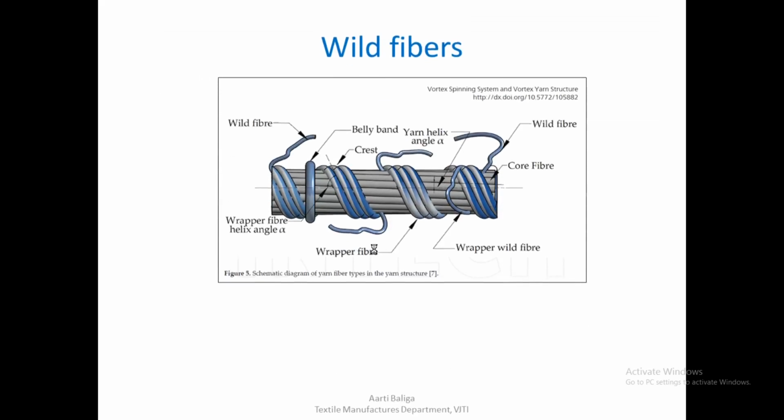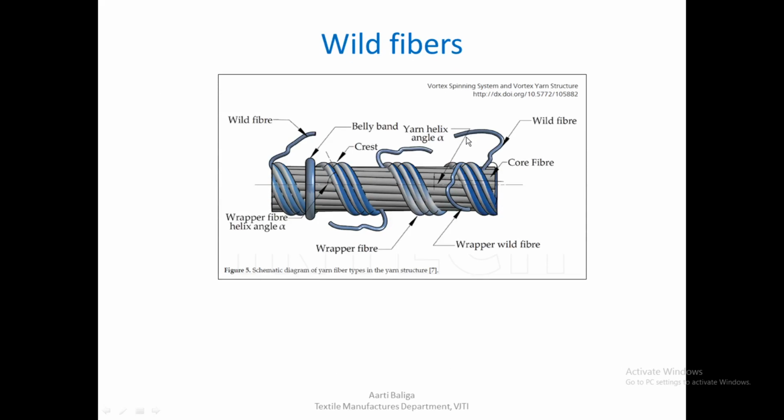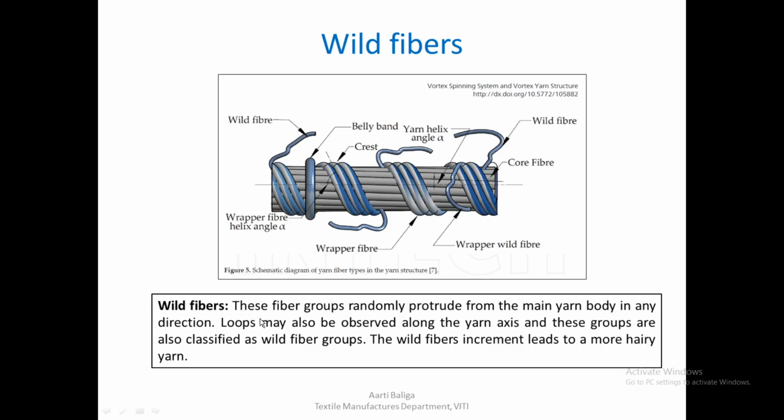So now we come to the wild fiber type, where we see this is the wild fiber. These are some wild fibers which are protruding out of the body of the yarn. So these fiber groups randomly protrude from the body in any direction. So one may see loops also along the yarn axis. And as the number of wild fibers increases, it will lead to more hairy yarn. As you can see, these are the hairs that are protruding and are known as wild fibers.